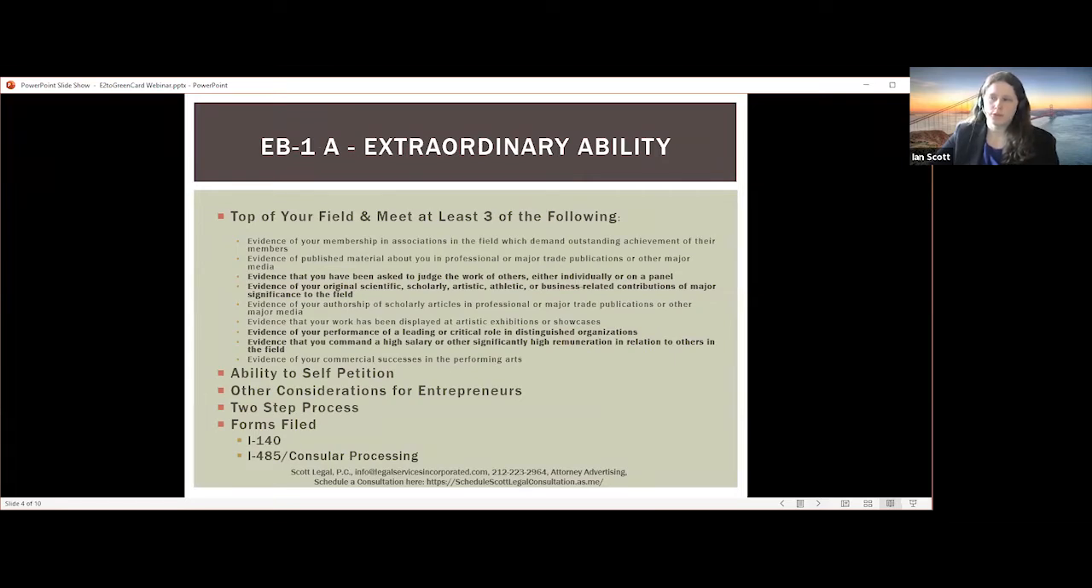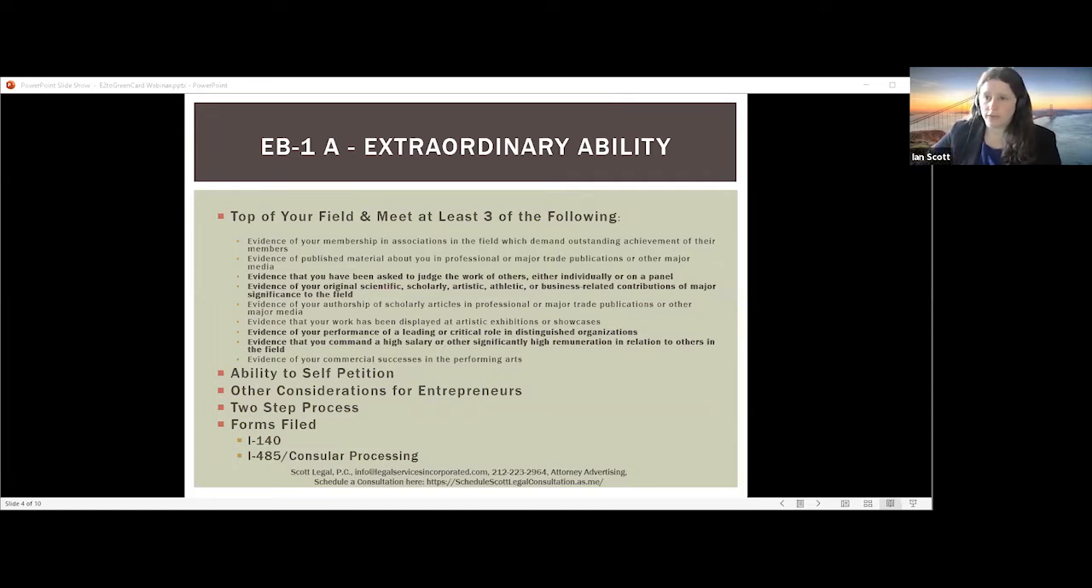So let's move to the employment-based green card categories. The first one we'll talk about is the EB-1A. This is a green card that's available for people who have extraordinary ability, who have reached the very top of their field and achieved sustained national or international acclaim.